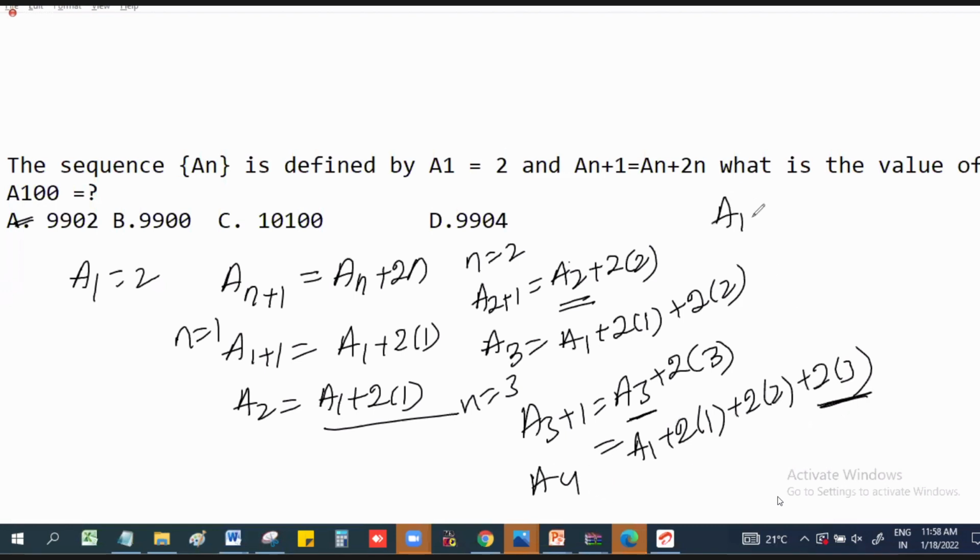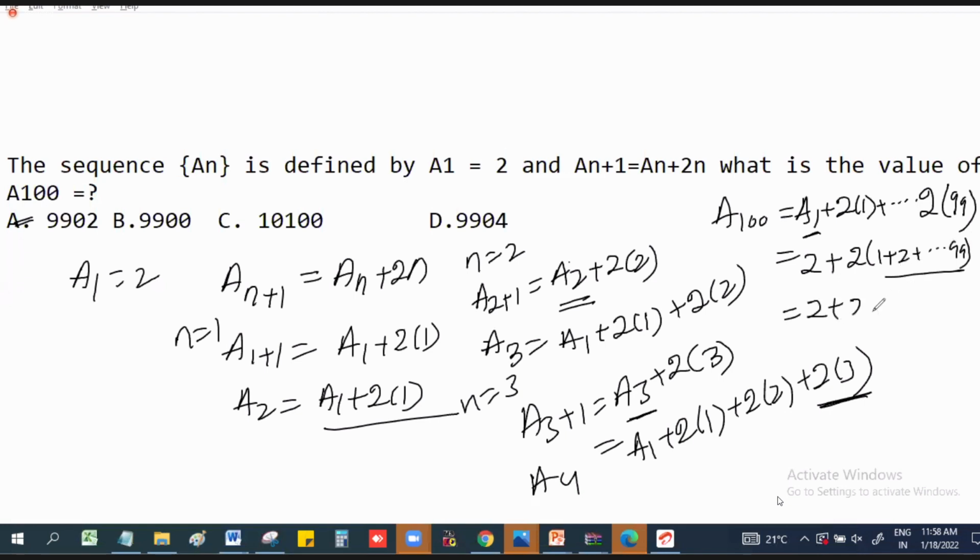If I want a100, I'll get till what? If it is a4, I am getting till 2 of 3. If I want a100, I'll get till, come on guys, till 2 of 99. Yes or no? Till 2 of 99. So this will be a1 plus 2 into 1 and so on up to this number. So what is a1 value? 2 plus, if you take 2 common, it is nothing but 1 plus 2 plus 3 and so on up to 99. This is the sum of natural numbers, no?